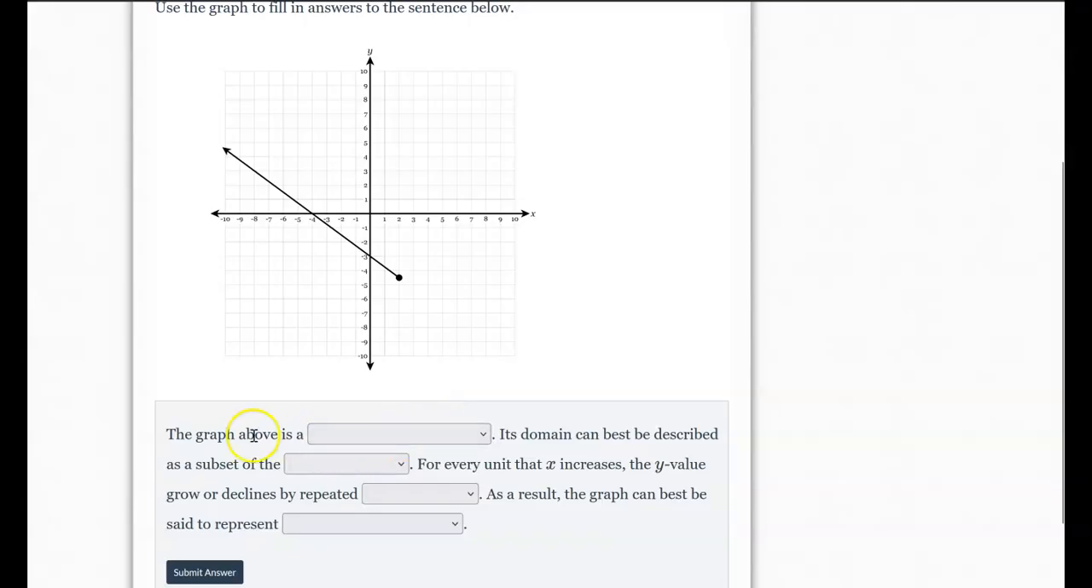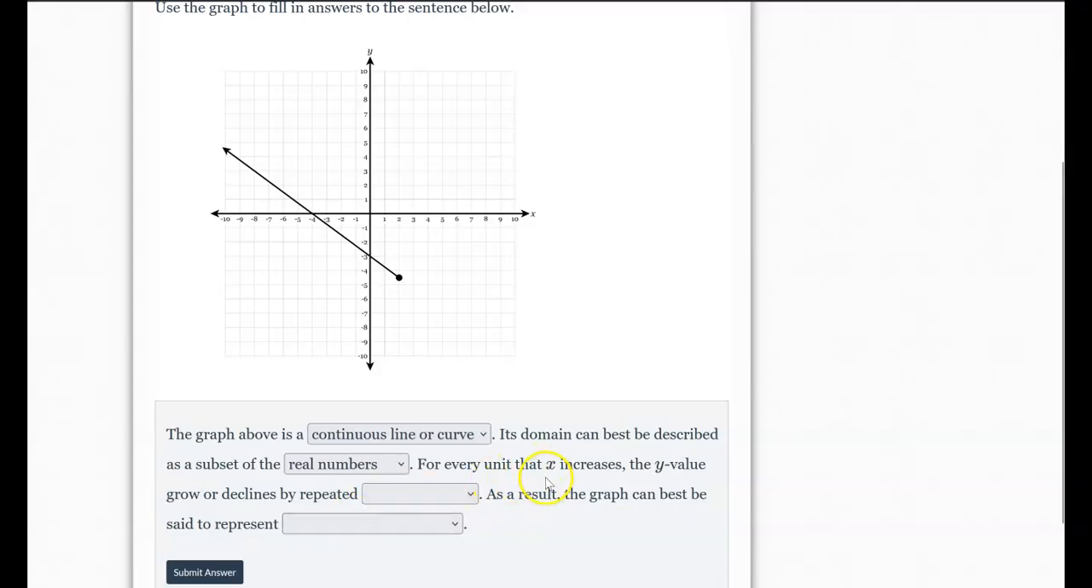Okay, so it says the graph is, and then it gives you a little drop down where you pick a choice here. So continuous line or curve, or a set of discrete points. Well, it's obviously a line, right? So we're just going to put line. Its domain can best be described as a set of the, all right, now real numbers or whole numbers. Well, if it's going to be dots, it's going to be whole numbers. But this one is continuous, so we're going to use real numbers.